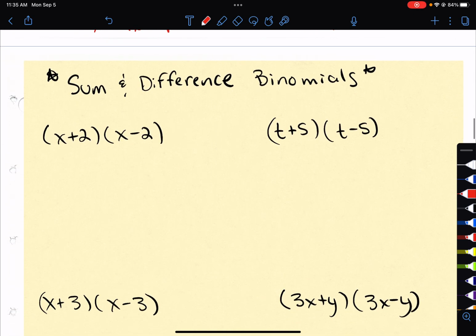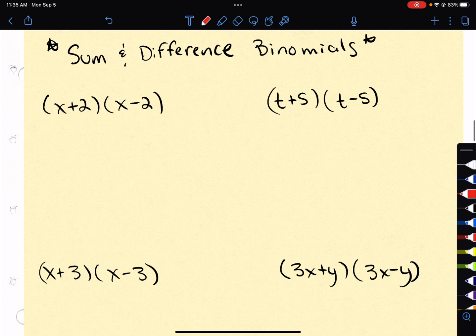This shortcut you'll like. This one's a lot easier to see. And once you get the hang of it, it makes life a little bit easier. So this is called a sum and difference binomial. Notice that I have x plus 2 multiplied by x minus 2. They're exactly the same, but the sign is different.